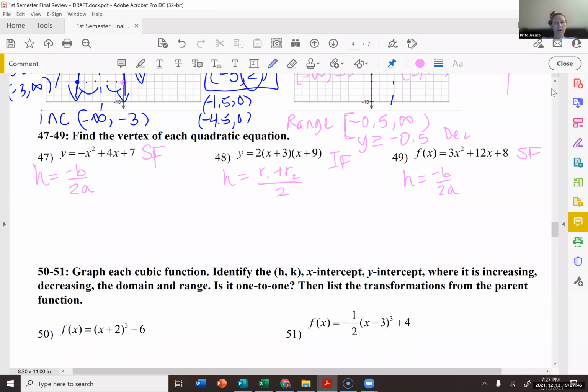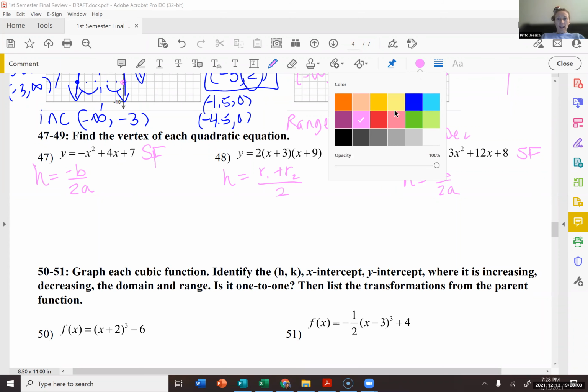So it's really important on your note card to note the difference between the h's. In vertex form, h is in the equation. And then in standard form and intercept form, there are 2 different formulas to find h. So that's a lot to remember. Let's take a look at figuring out number 47.